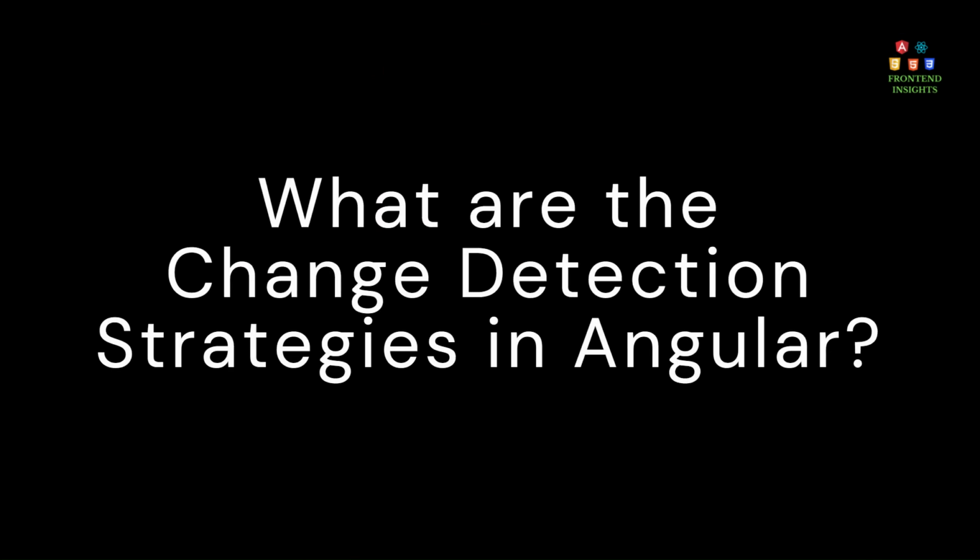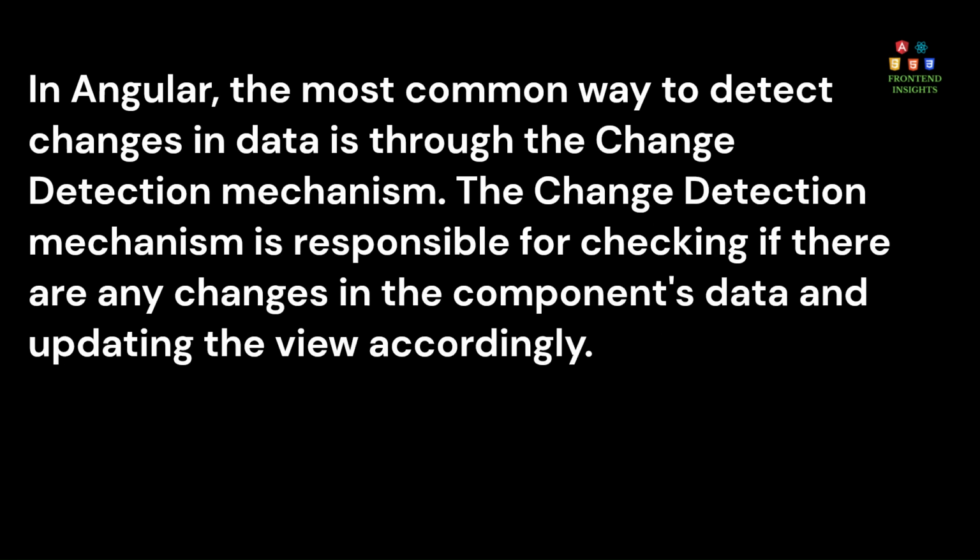What are the change detection strategies in Angular? In Angular, the most common way to detect changes in data is through the change detection mechanism. The change detection mechanism is responsible for checking if there are any changes in the component's data and updating the view accordingly. Angular provides 2 ways to implement change detection.